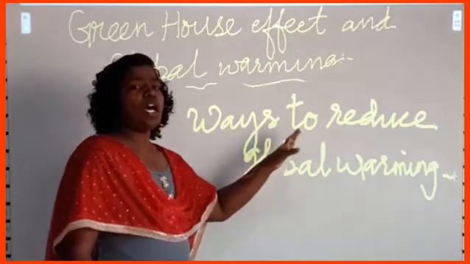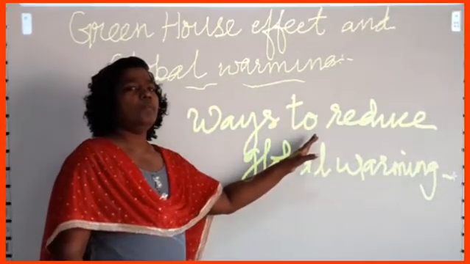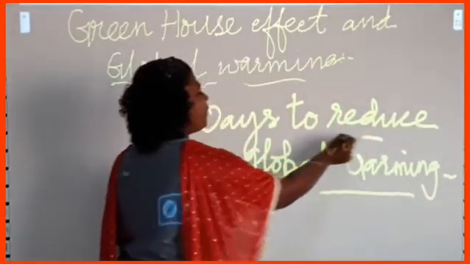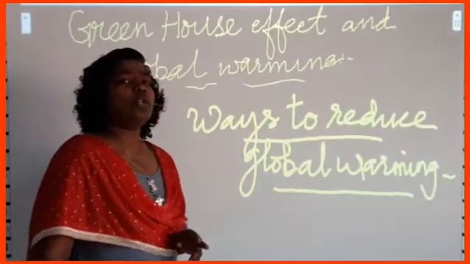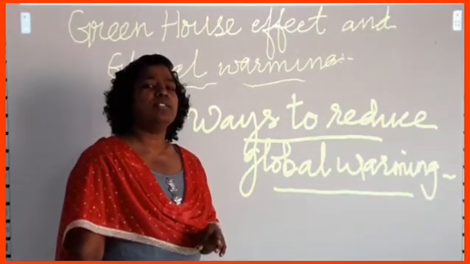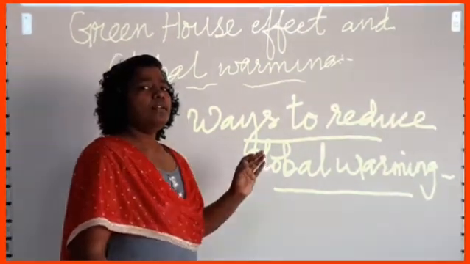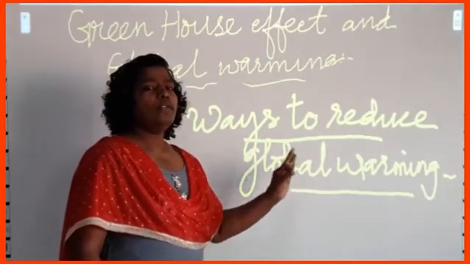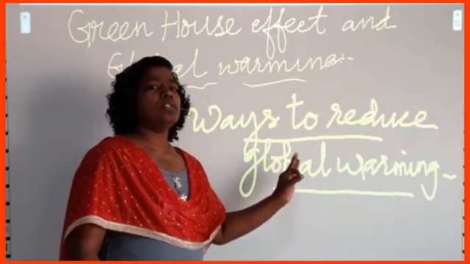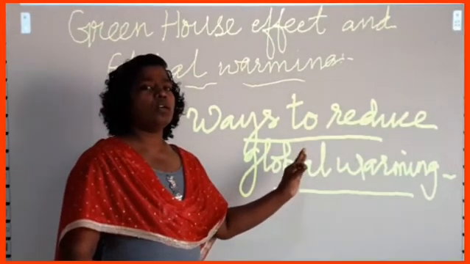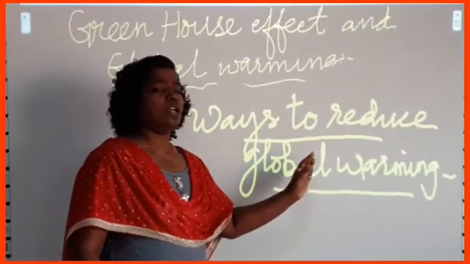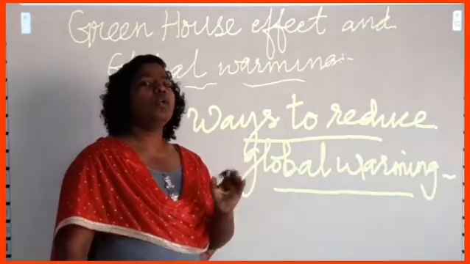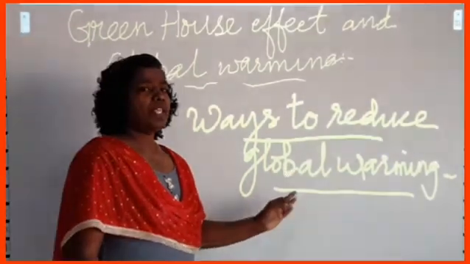What are the ways we can reduce global warming? First of all, instead of using fossil fuels, we have to use natural gases, the CNG gases, for vehicles. That may reduce global warming. Burning of fossil fuels causes the emission of more carbon dioxide, which makes the earth warm. So what we have to do? We have to use only natural gases.